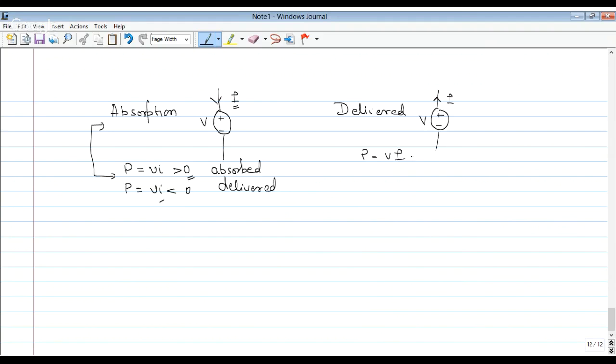If you are assuming that power is being delivered because current is coming out of the positive terminal, and P comes out greater than 0, then actually power is getting delivered. But if it comes out to be less than 0, then power is getting absorbed. So that way you can judge the direction of power flow first based on current direction and voltage polarity. Assume whether power is getting delivered or absorbed, then calculate the actual value of power and verify if it is getting delivered or absorbed. Okay, after you have calculated the power. Is it fine?